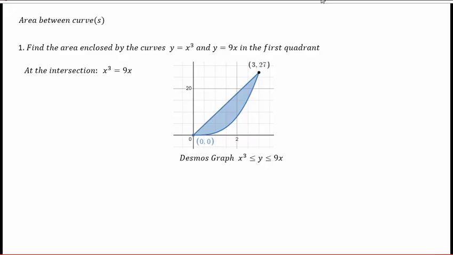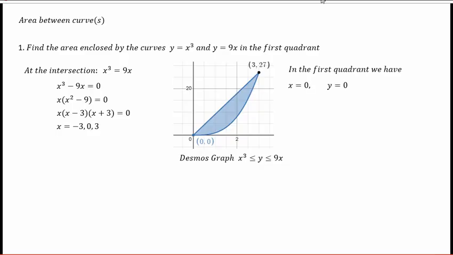At the intersection, we see that x^3 is 9x. Now we can form the equation and solve by factoring. So we are getting x is -3, 0, and 3. Since we are in the first quadrant, we will be choosing x equals 0 and x equals 3.